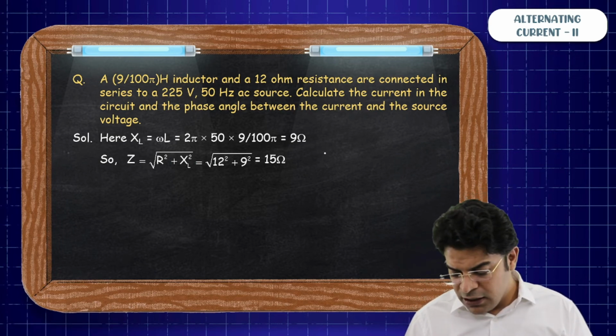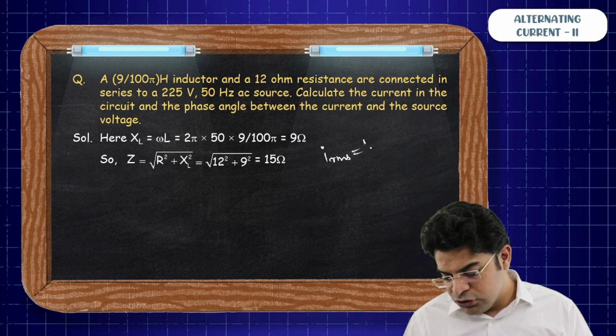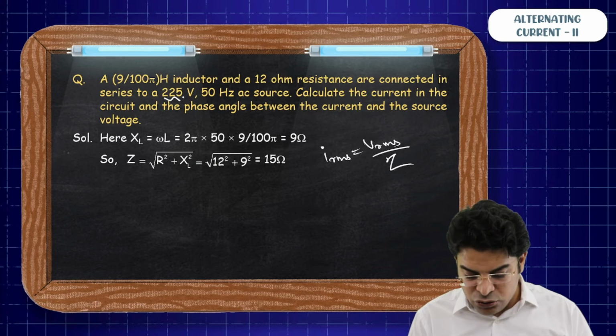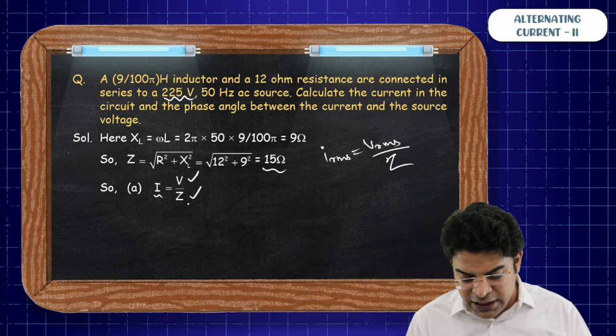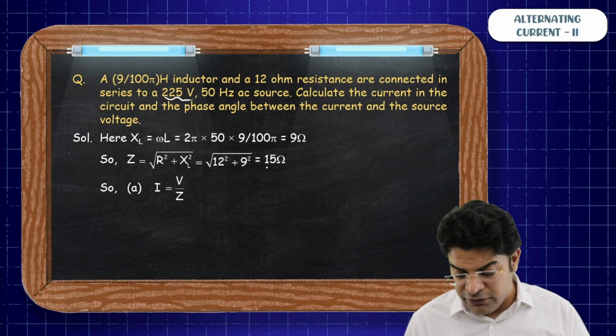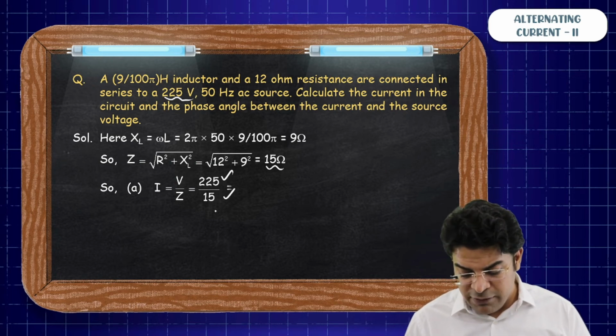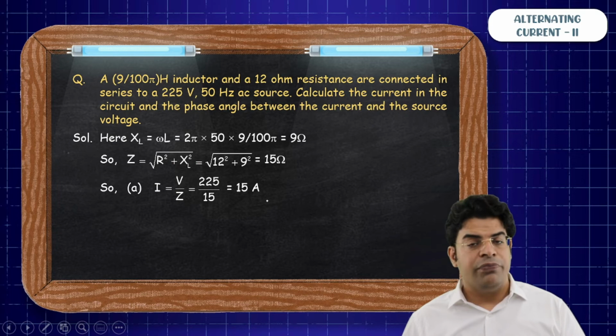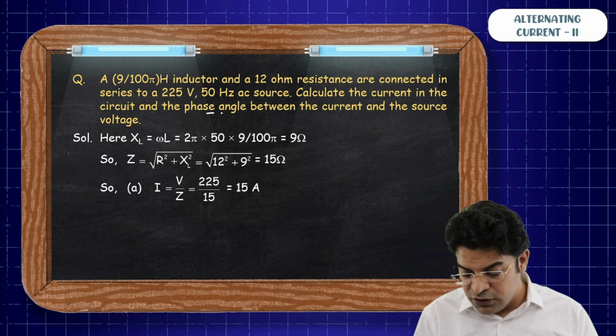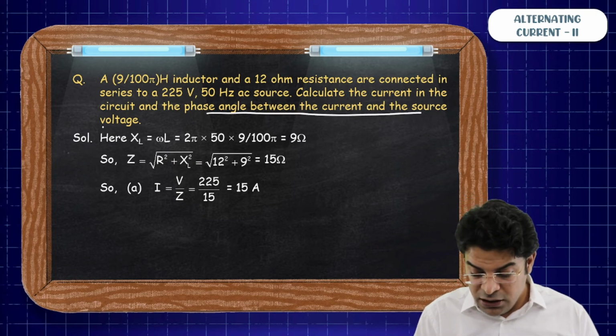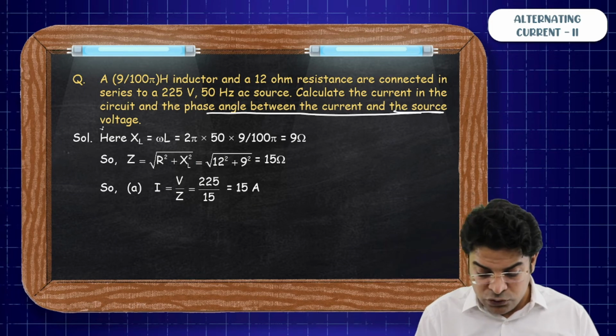So we know that IRMS equals VRMS by Z. VRMS is 225, Z is 15. So IRMS is nothing but VRMS by Z. V is given as 225 and Z is 15, so you get 225 by 15, that is nothing but 15 ampere. The second part of the question is, what is the phase angle between the current and the source voltage?